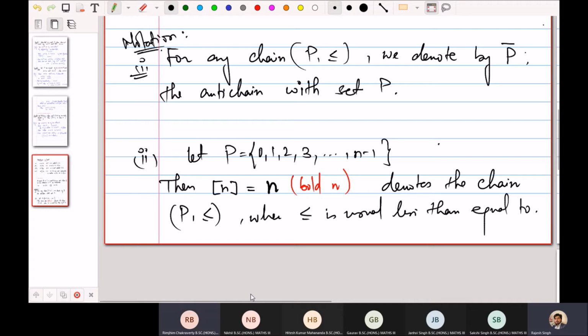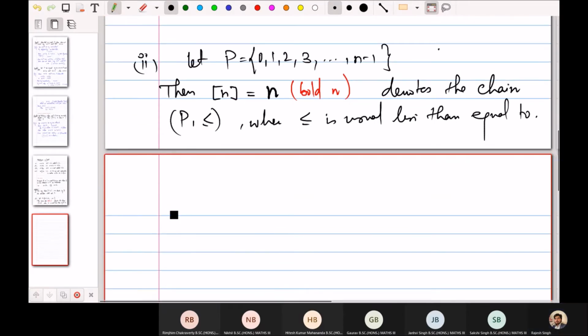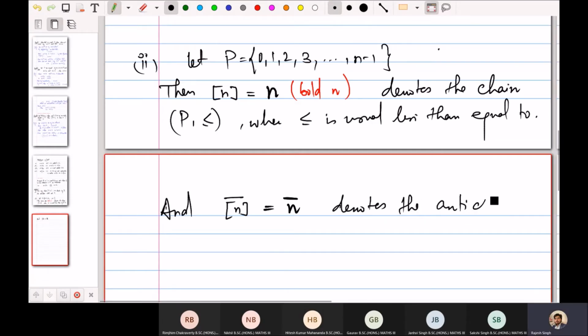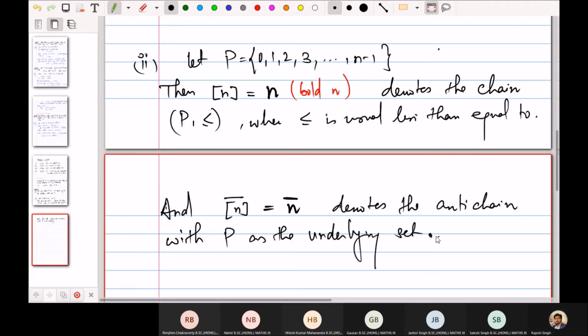Yes, sir. Okay. So then n bar, or bold n bar, denotes the anti-chain with P as the underlying set. There is no order in it, no elements are related, so only the underlying set matters, because no two elements are related.